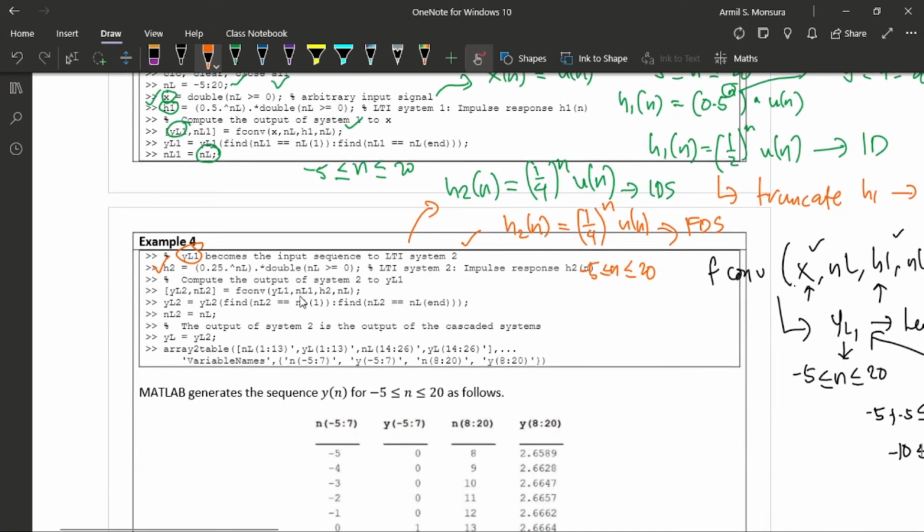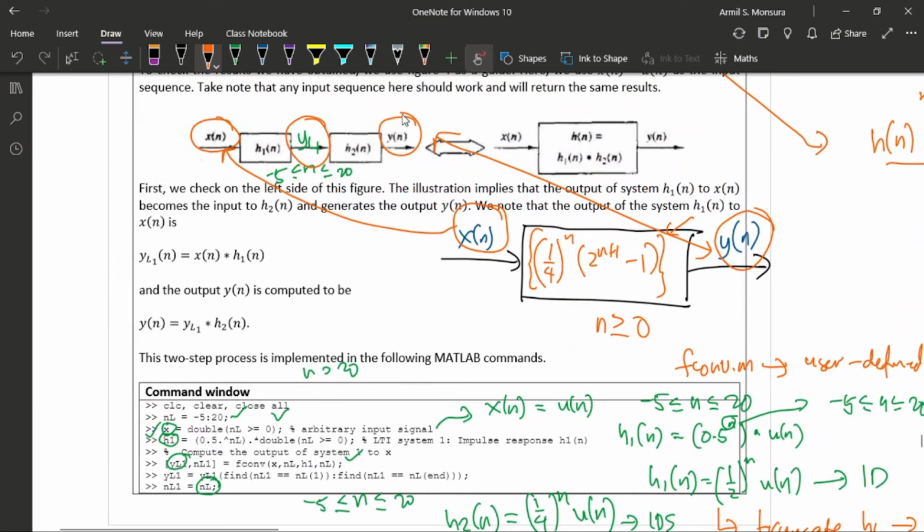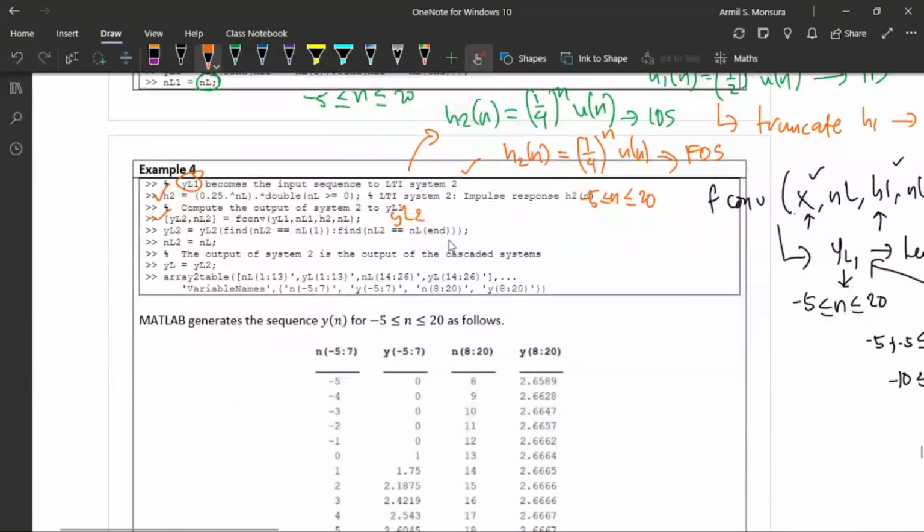So we now perform the numerical convolution sum and compute for YL2, the output of the second system to YL1. And again, the resulting sequence of the convolution sum will be correctly defined within the interval -5 to 20, since both your input YL1 and your truncated impulse response are defined within the same interval.